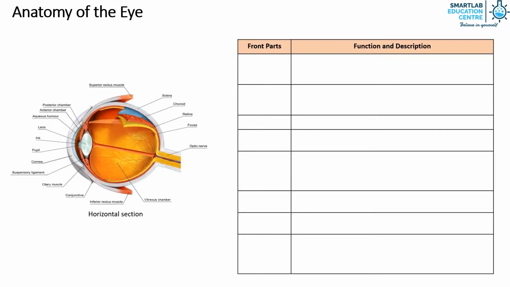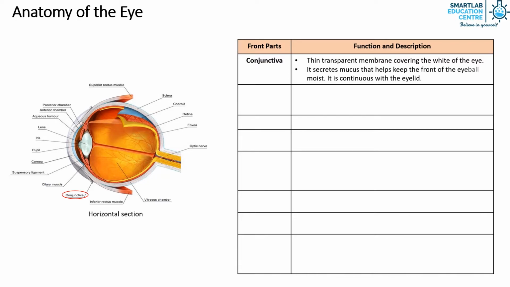Lastly, we will look at the frontal parts of the eye. The conjunctiva is a thin transparent membrane covering the white of the eye. It secretes mucus that helps keep the front of the eyeball moist and is continuous with the eyelid.